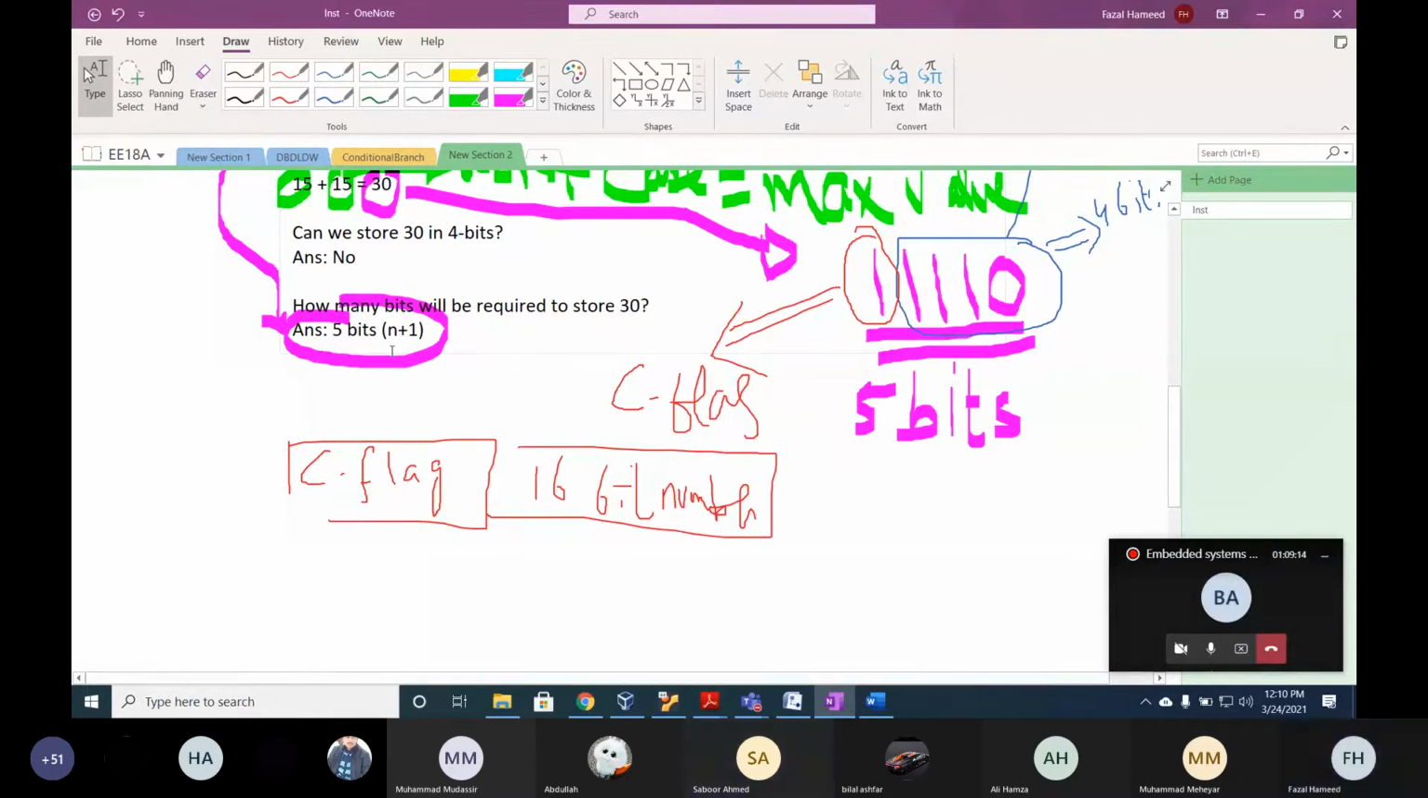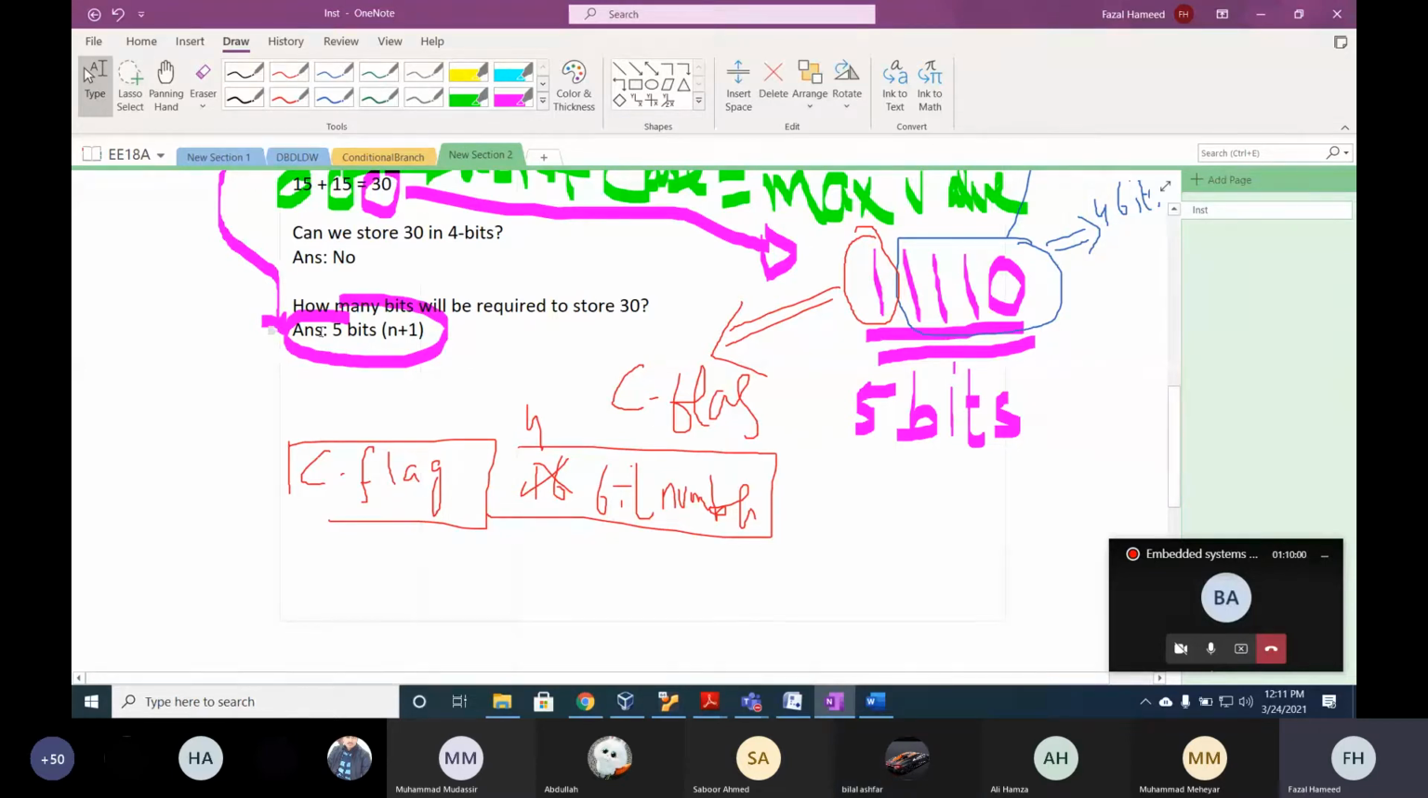Sir, if we add the C flag to the number, will the result not change? No. In this example I took 4 bits, so the total bits is 5. 4 bits will go into the data register and 1 bit will go into the carry register. The backend manages the value by itself. Okay, sir.